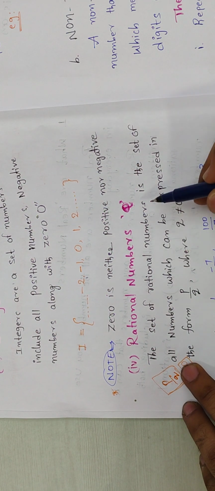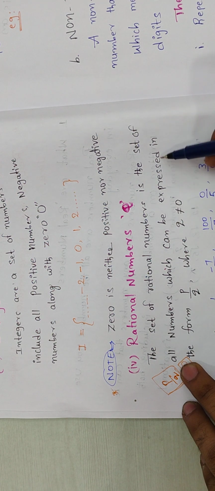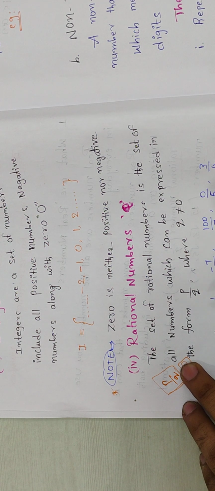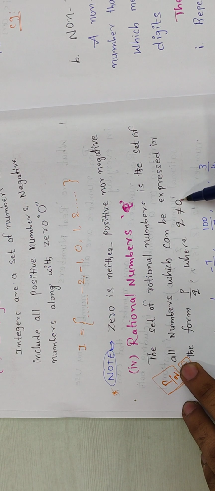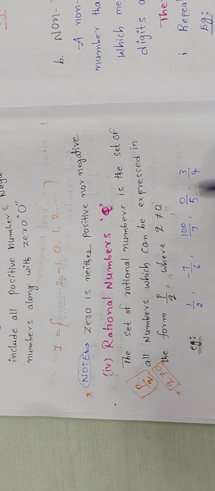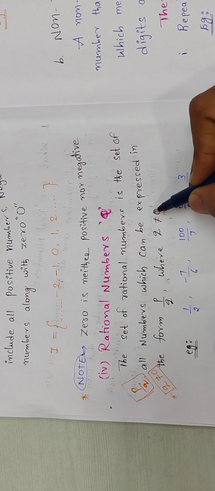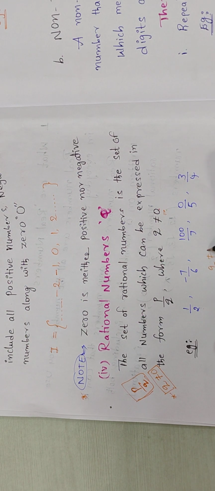Okay, this is a condition we have to remember. A set of rational numbers is the set of all numbers which can be expressed in the form of p by q, where q should not be equal to 0. It is very important. For example, you can take 1 by 2, -7 by 6, 100 by 7, 0 by 5. Here all the denominators are numbers, but not 0. Q is not equal to 0 anywhere.